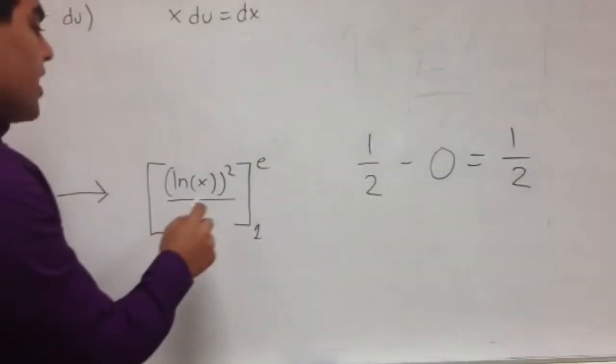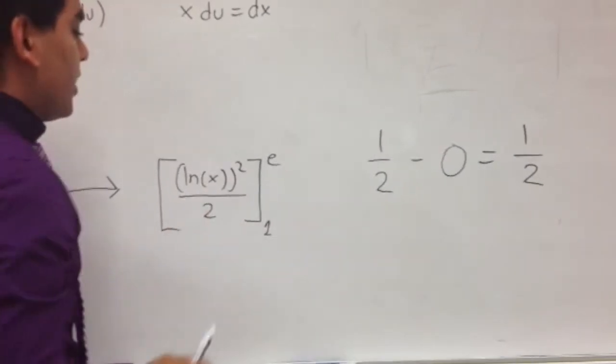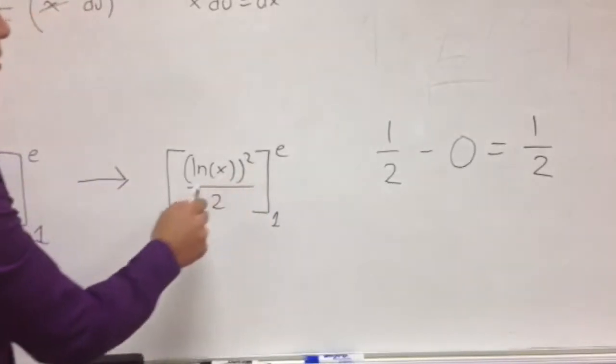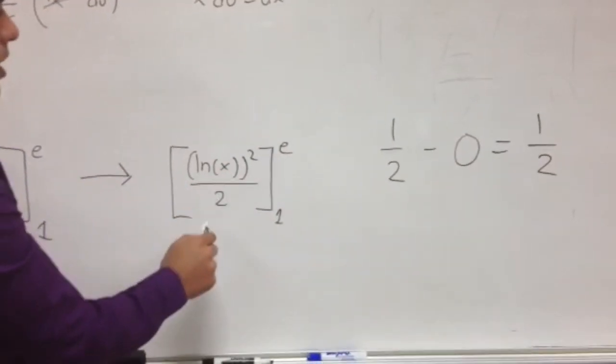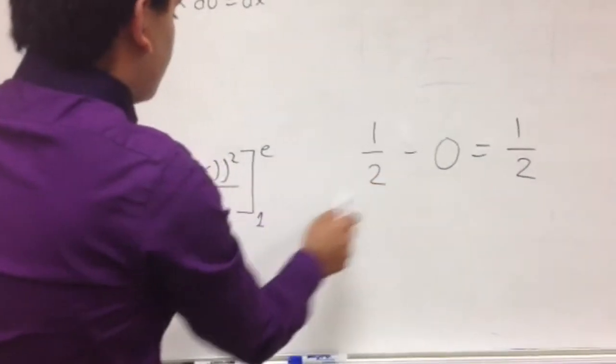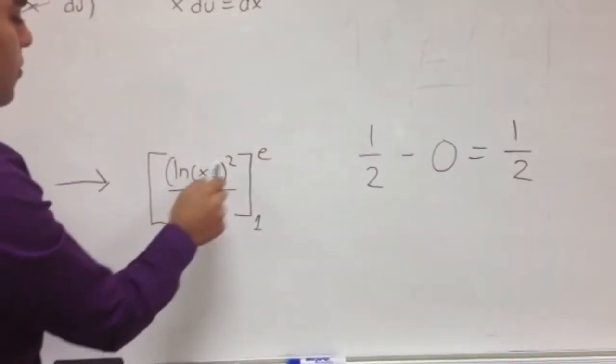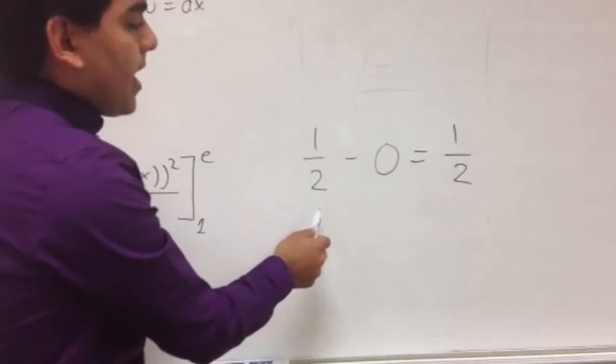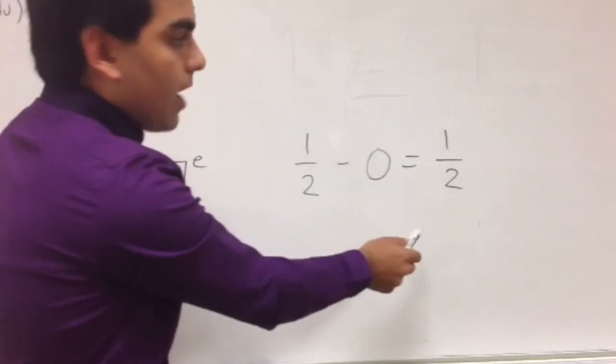So you get ln of e is equal to 1. 1 squared is still 1, and 1 squared over 2 is 1/2. And then you subtract ln of 1 squared over 2, and ln of 1 is simply 0. So 1/2 minus 0 equals 1/2, and that's your answer.